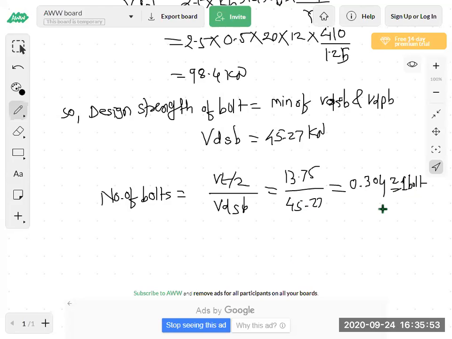Are you getting? So this is the design of lacing system. So in this way we can design built-up column. Built-up column means 2 channels or 2 I sections we can combine and we can use lacing system or batten system. So in this way we can design a built-up column by using lacing system.